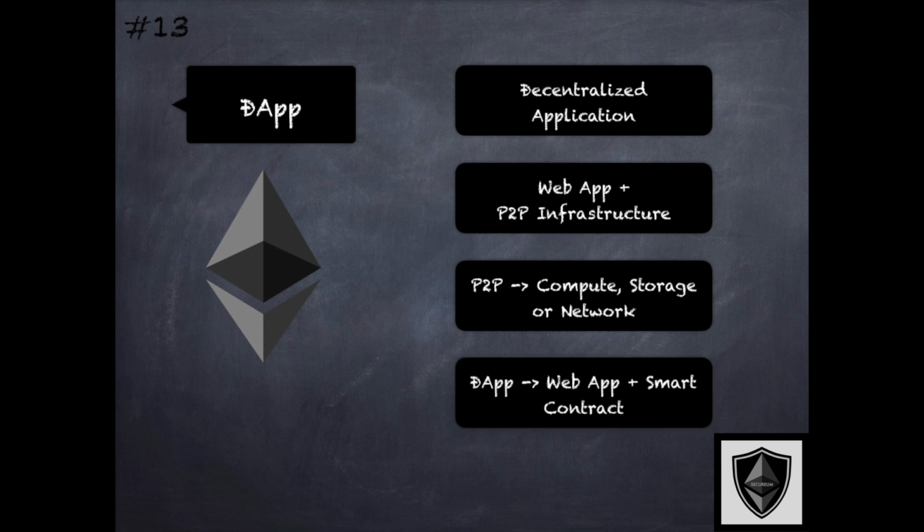A DApp. But at a high level, the DApp that we interact with is really made up of two components. We have a web app, or maybe a mobile app front end, that really interacts with a smart contract on the Ethereum blockchain.